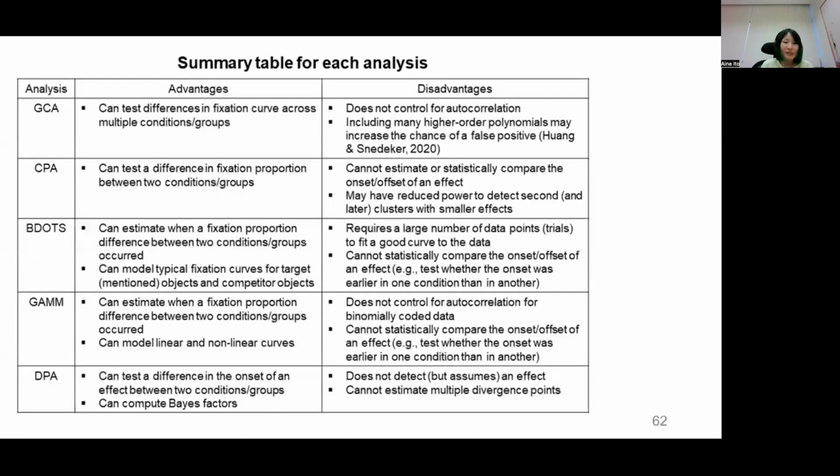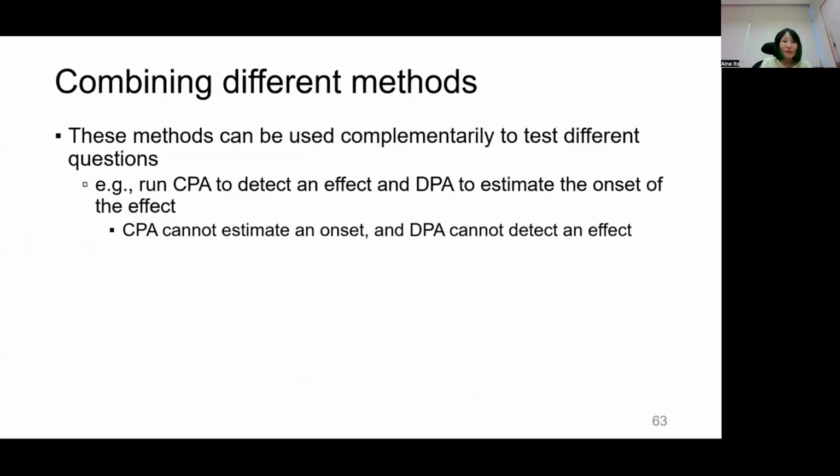Right. So there's a summary table for the different analyses, but you can find the same table in the paper, and it says the same point as the previous one. So I think I skipped this one, but feel free to ask questions if you have any about this table. And it's also fine to combine different methods as long as you're testing different questions using different analyses.